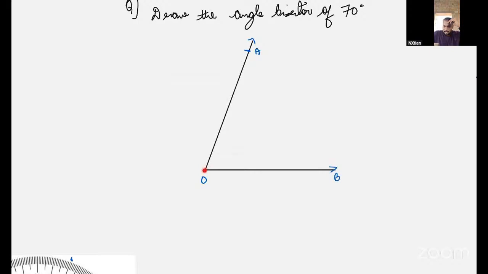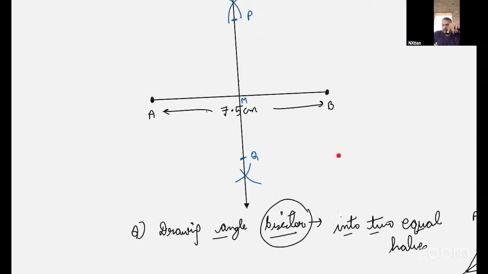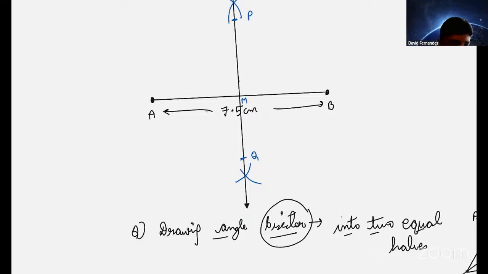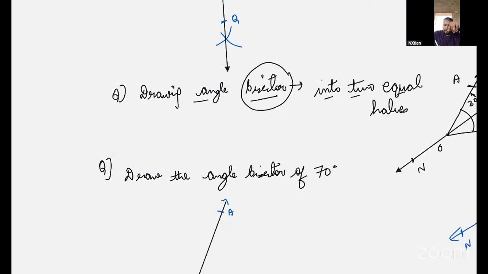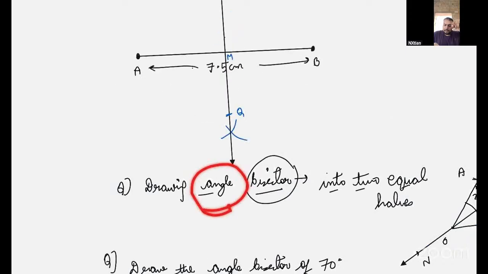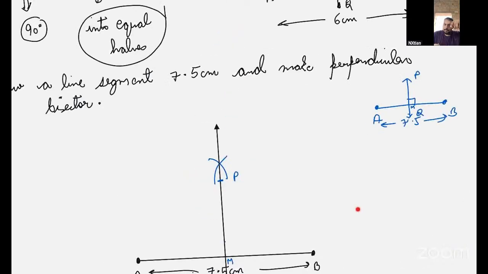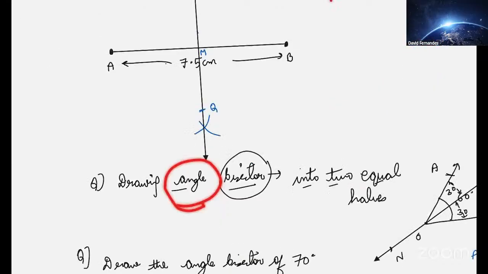So, how is the perpendicular bisector? You didn't understand perpendicular bisector? Wait, it's an angle bisector, right? Yeah, this one is angle bisector, and that one was perpendicular bisector.